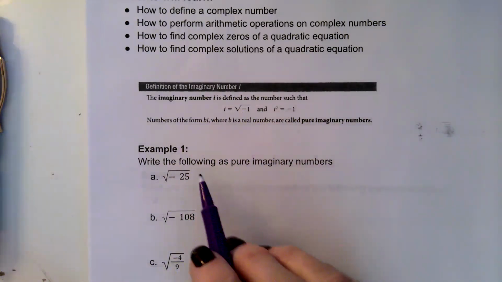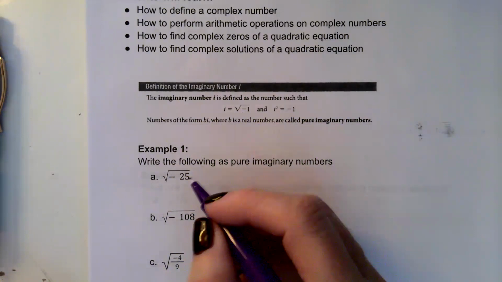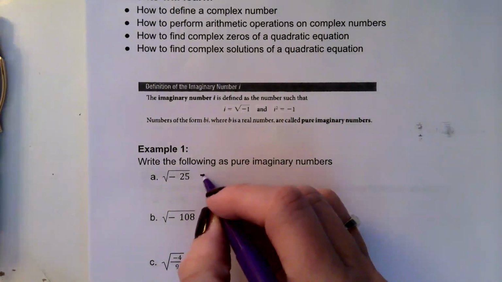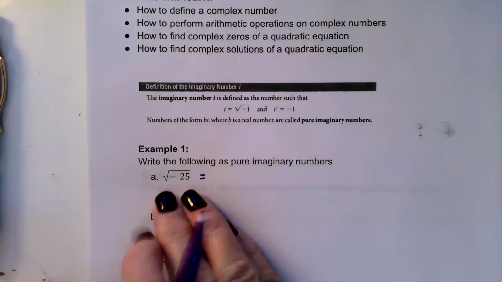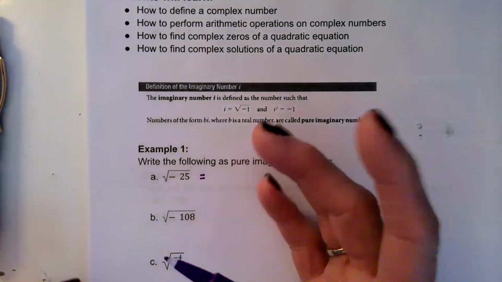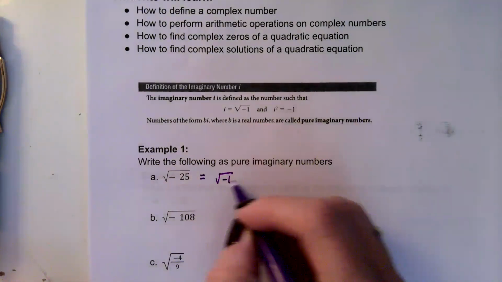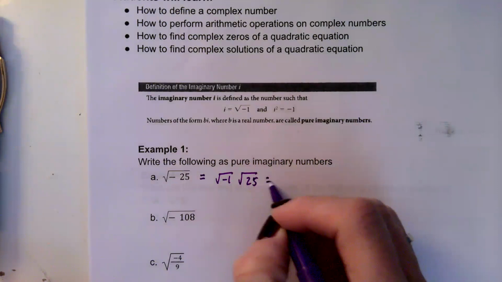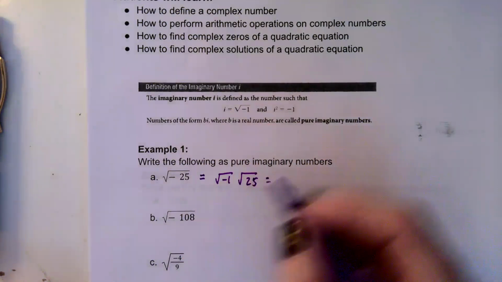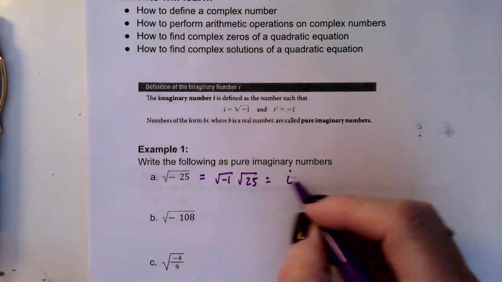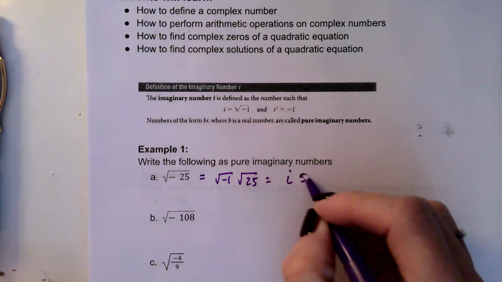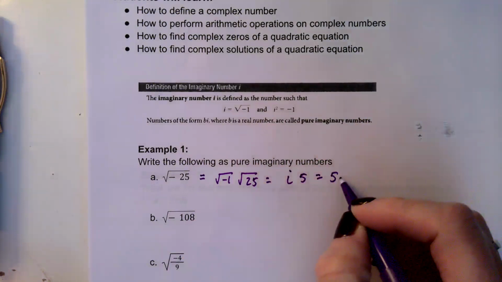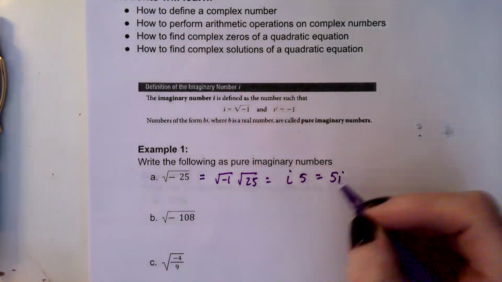So let's practice writing some pure imaginary numbers. The square root of -25, which we've never been able to do before, because it's not real, it's imaginary, can be broken into these two pieces. The square root of -1 is i, and the square root of 25 is 5. And we always write the real number coefficient out in front of the i.